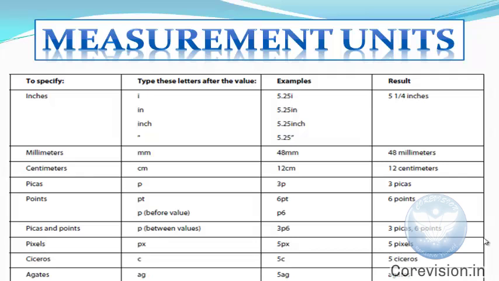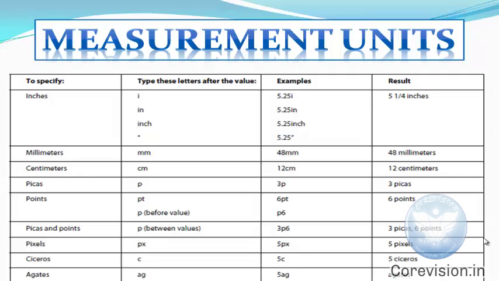In inches, we can write I, IN, INCH or a double quotation mark. For example, 5.25 I, 5.25 IN, 5.25 INCH. In millimeters, mm, for example 48 mm means 48 millimeters. In centimeters, we can write cm, for example 12 cm means 12 centimeters.